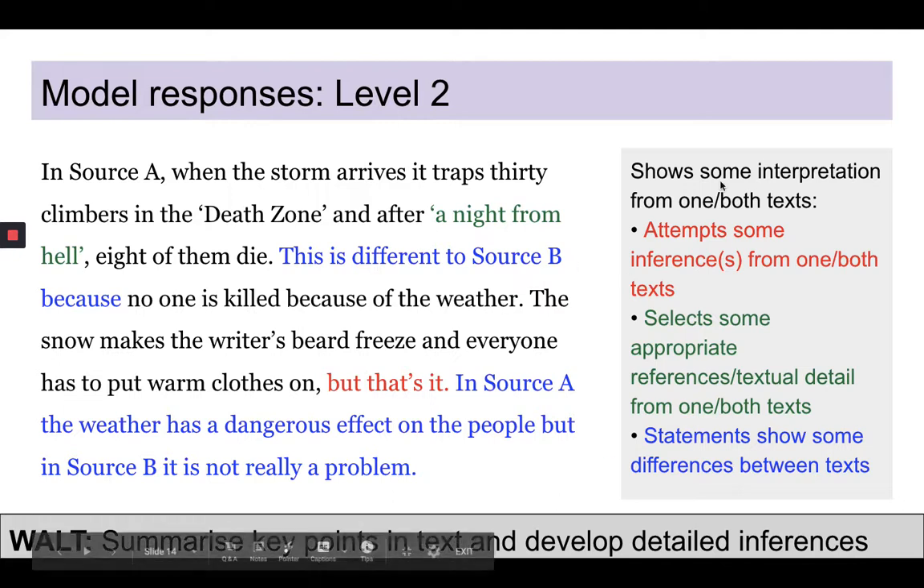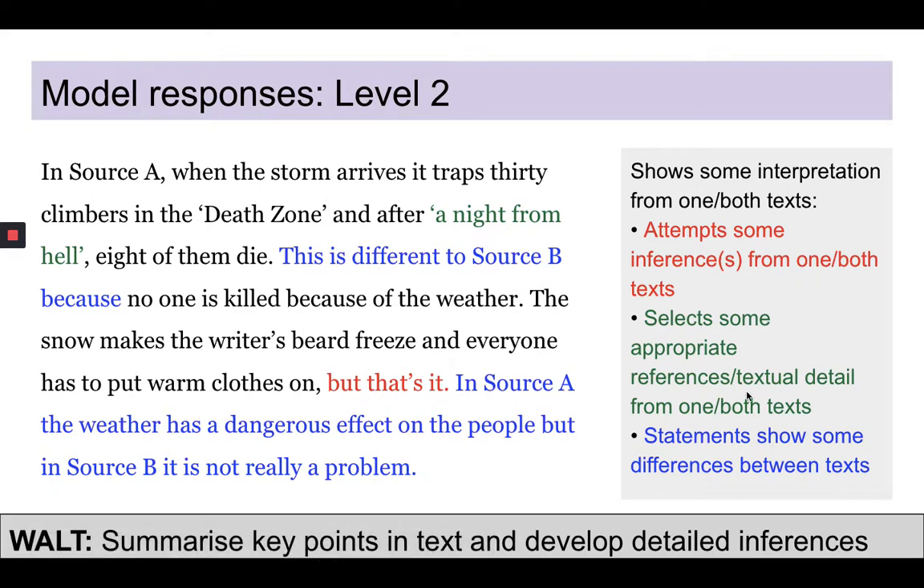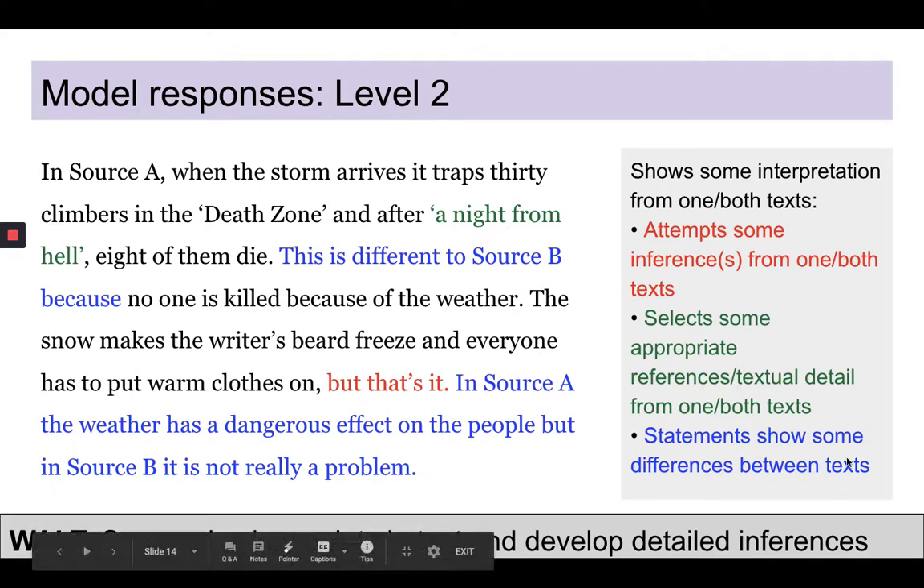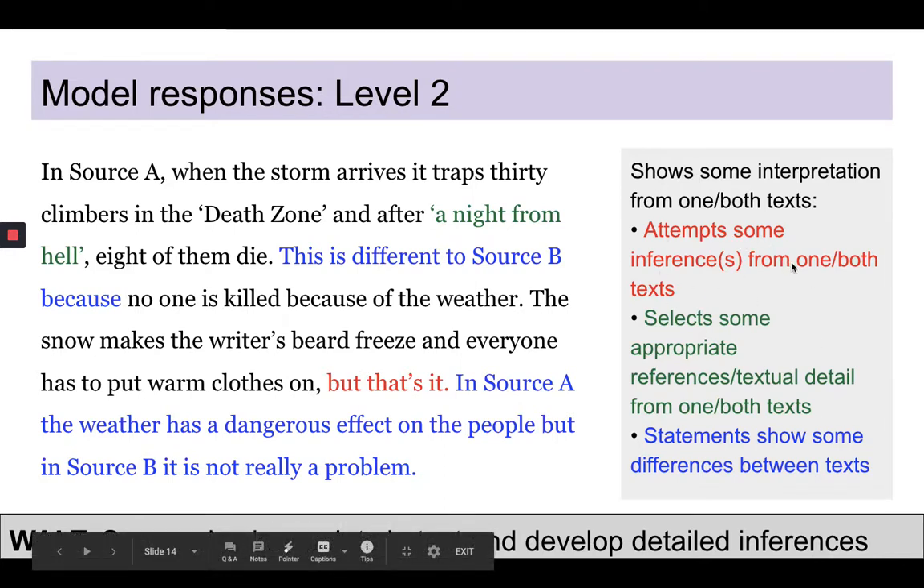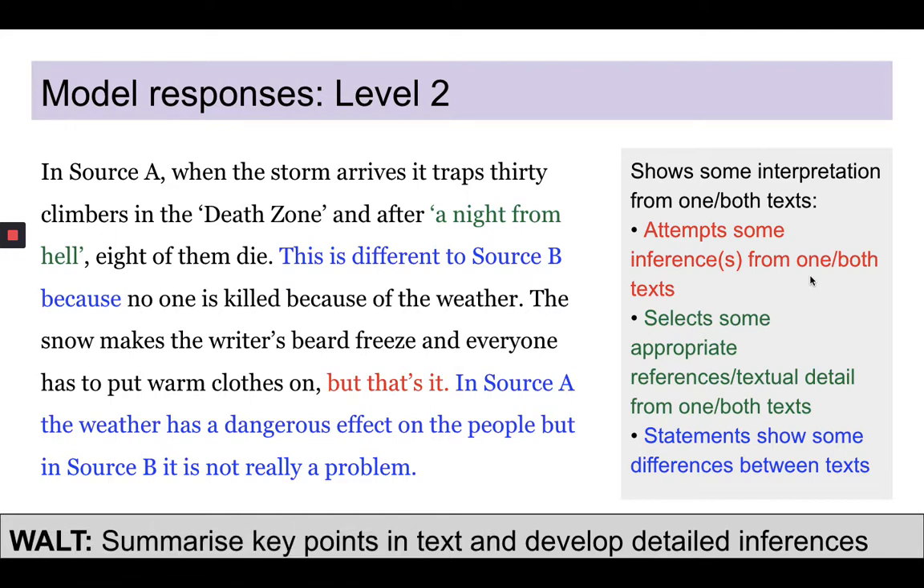Okay, and on the side I have the mark scheme criteria, and I've color coded it. So attempts at some inferences, selects appropriate references, and statements that show the difference between it. Okay, and right away you can see here that it is lacking inferences. There's very little you telling me anything implicit. Okay, in source A, when the storm arrives, it traps 30 climbers in the death zone. And after a night from hell, 8 of them die. Okay, so there are some appropriate references there. That's about it. This is different to source B because no one is killed because of the weather. The snow makes the writer's beard freeze and everyone has to put warm clothes on.